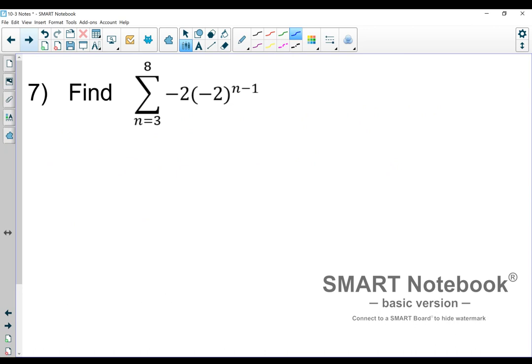So for 7, now we're looking at a geometric series again. Remember, this is our summation notation, so we're adding over and over and over again. If we're starting and we're going from 3 to 8, remember that means we're going to find a sub 3 plus a sub 4 plus a sub 5 plus a 6 plus a 7 plus a 8. So we can't just say n equals 8 minus 3. That doesn't work, remember? Because we have to count our first term and our last term.